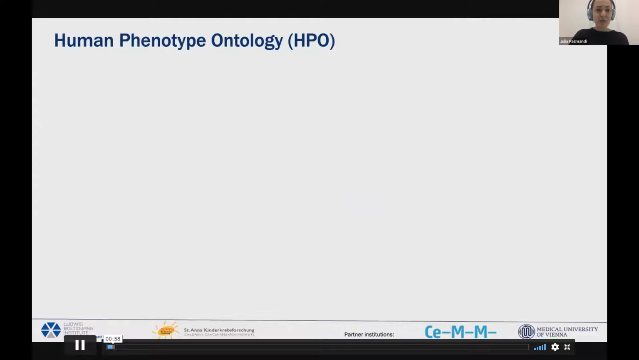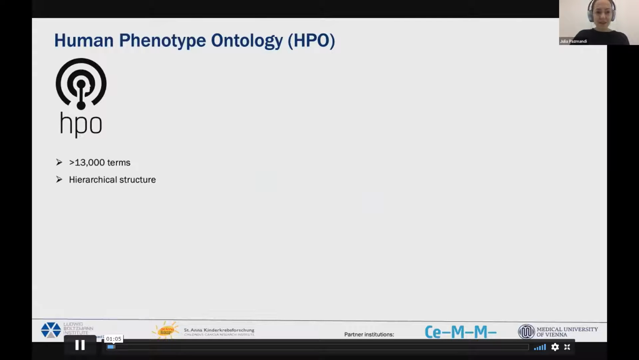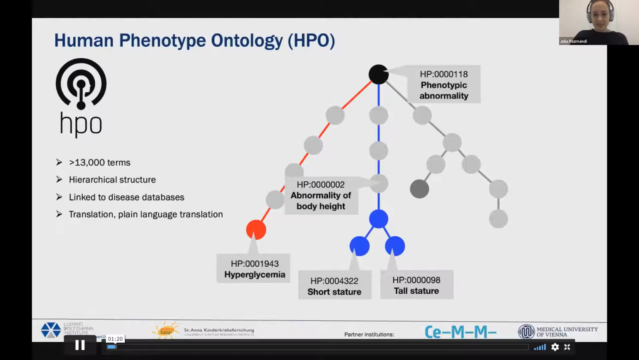Human phenotype ontology provides a standardized vocabulary for human phenotypes. It currently has over 13,000 terms that are ordered in a hierarchical structure, and these terms are linked to disease databases. There is an effort on its way to translate the original English terms to other languages, and there's also a plain language translation available. Here on the right-hand side, you can see a very simplified example branch of the HPO tree. On the very top, there are general terms, and as we go down into the hierarchy, the terms get more specific.